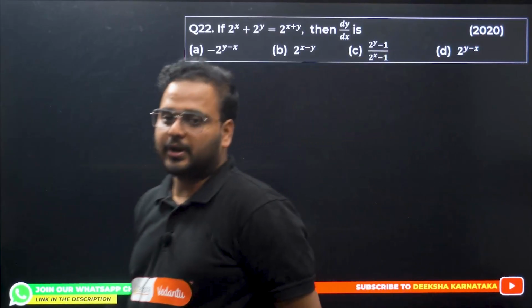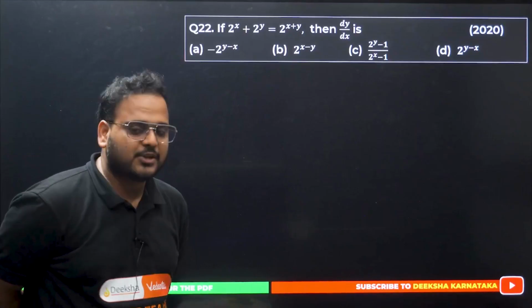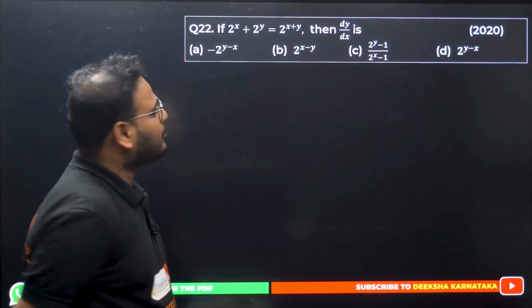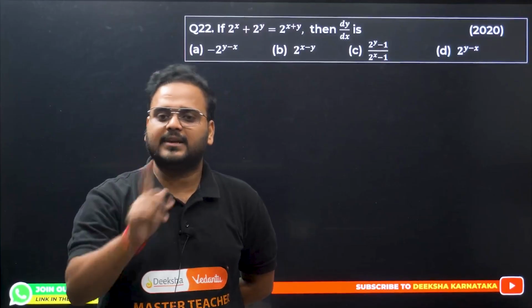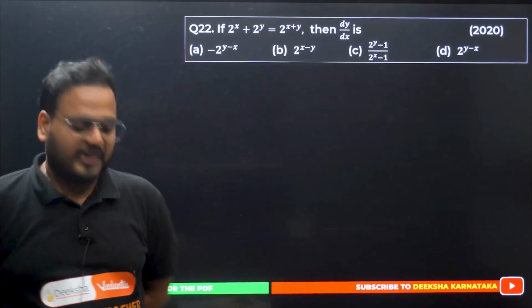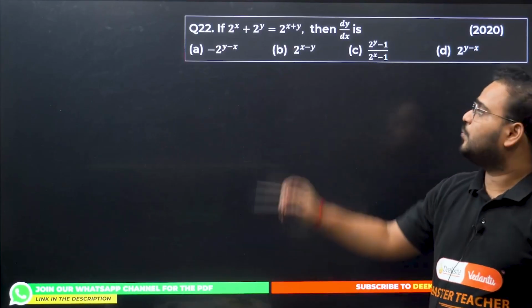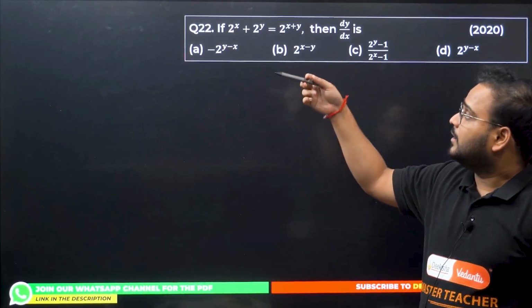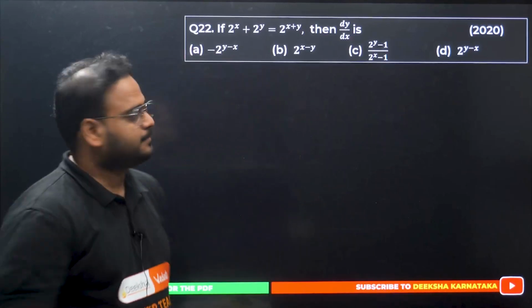Now question number 22. A very interesting question, simple but interesting. Okay, I'll show you how. First of all, I would like you to try once. So please pause the video over here and give an attempt from your side, then come back and check the solutions. Question number 22, given as 2 power x plus 2 power y equals to 2 power x plus y. Solve it, come on.